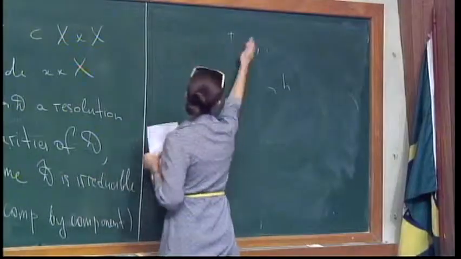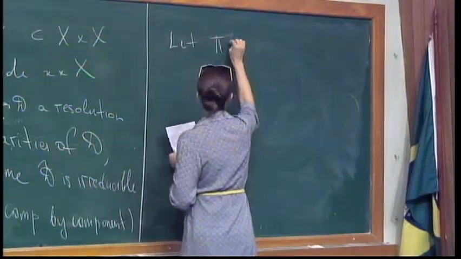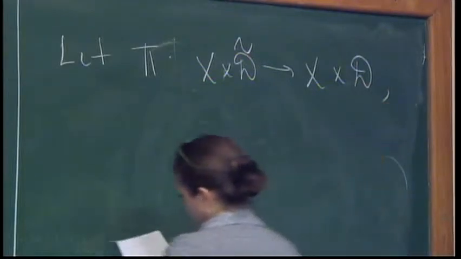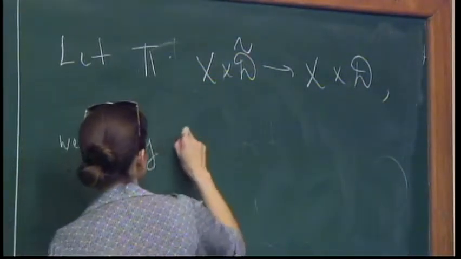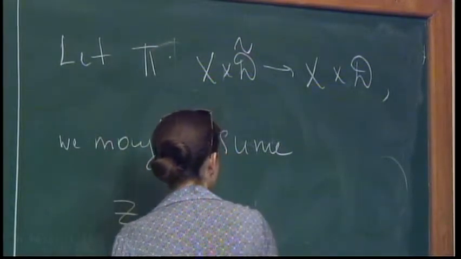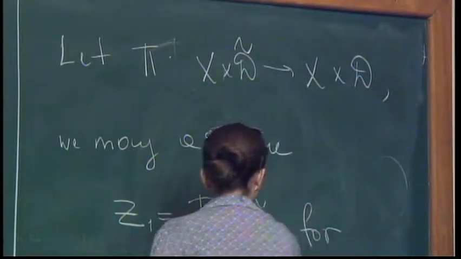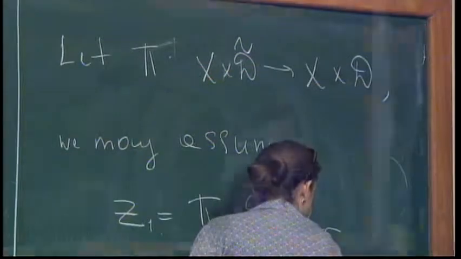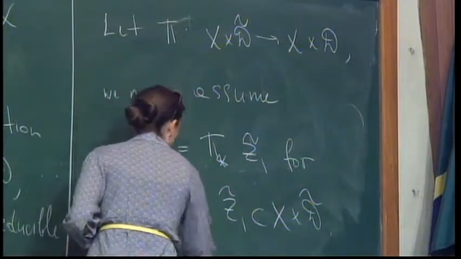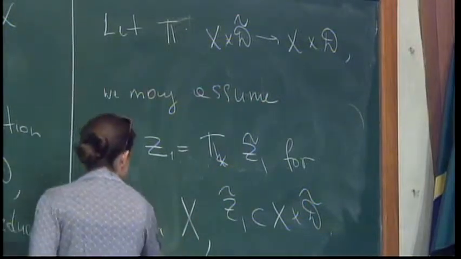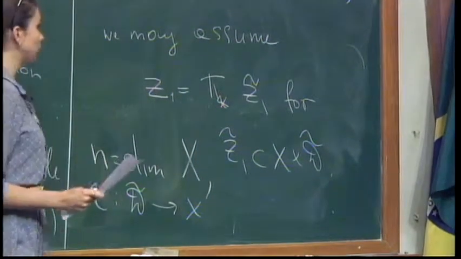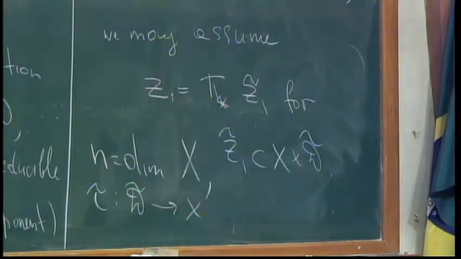Also, let me denote by P the map from X cross D tilde to X cross D. And we may assume as well that Z1 is obtained by pullback from some cycle Z1 tilde in X cross D tilde. So this is it for notation. Let me just put n equal to the dimension of X. And the map is not an inclusion, it's a composition of D tilde to D and the inclusion. These are all preliminaries just to develop the action of correspondences for this Z1.